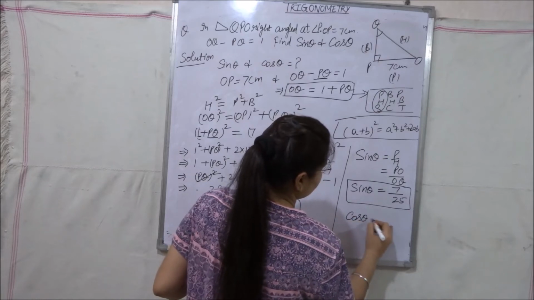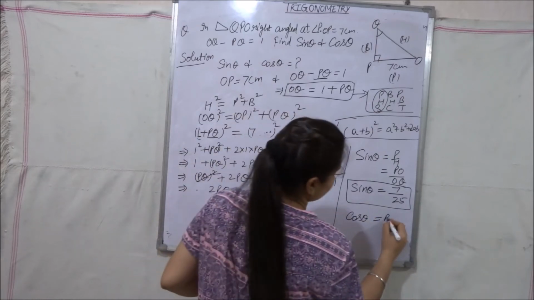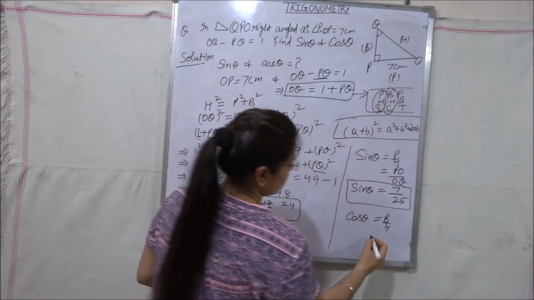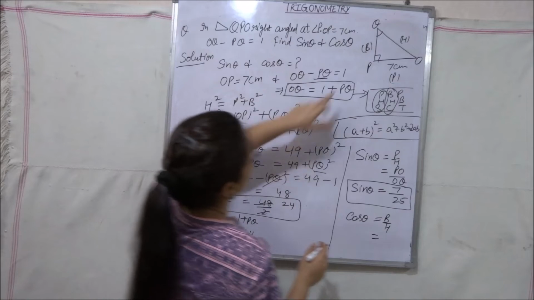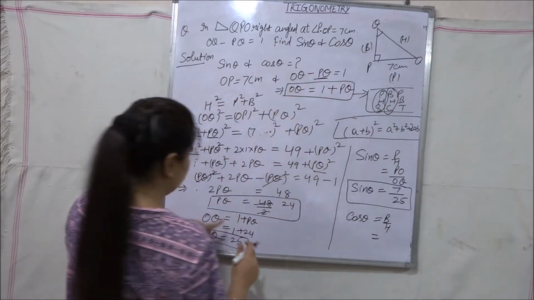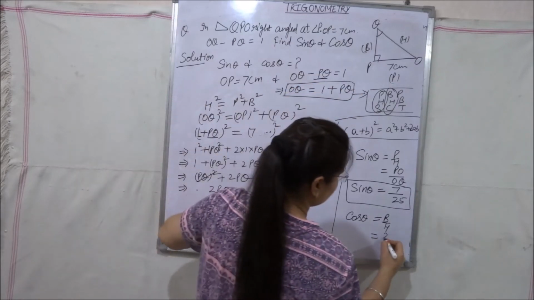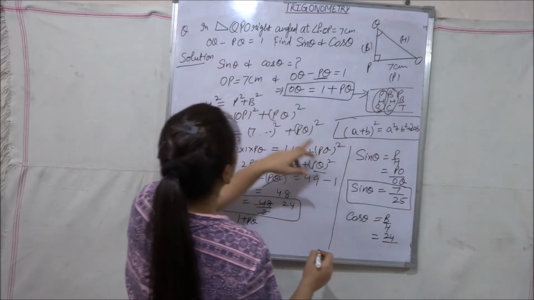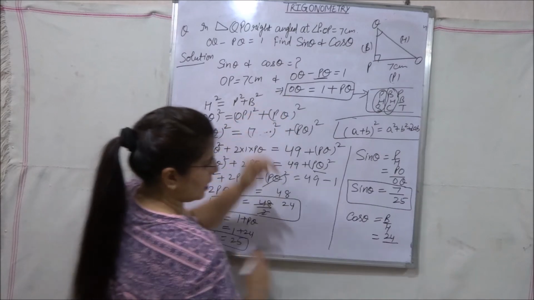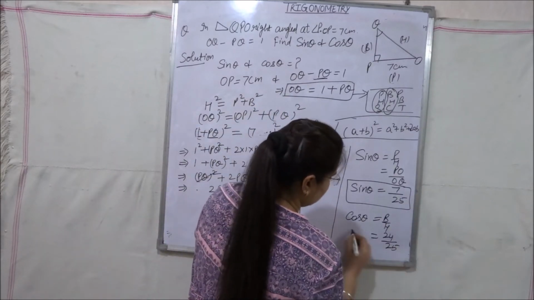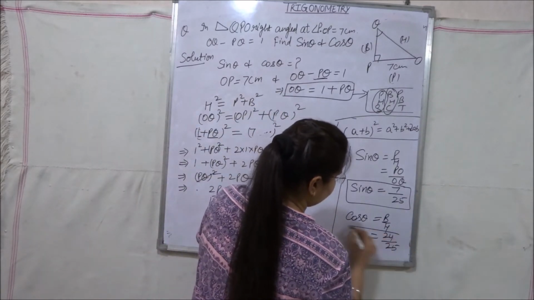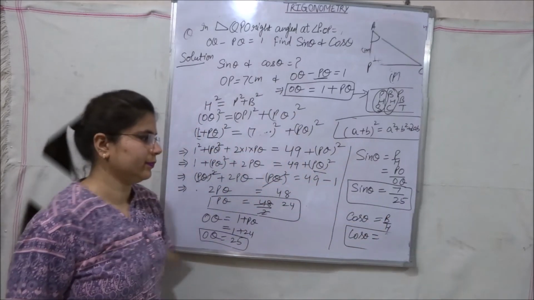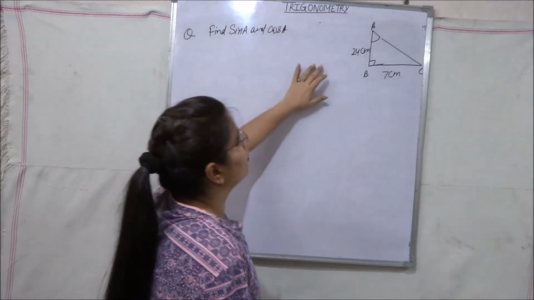In a similar way, cos Q is B upon H. Our B is PQ. Value of PQ is 24 and value of hypotenuse is OQ. OQ is 25. So in this way we find both the trigonometric ratios. One more similar question we will do.